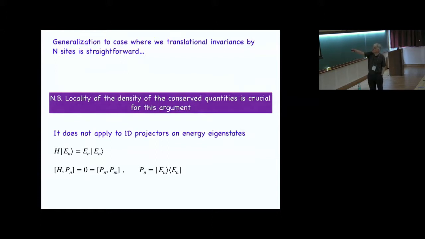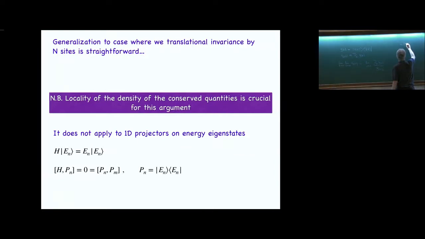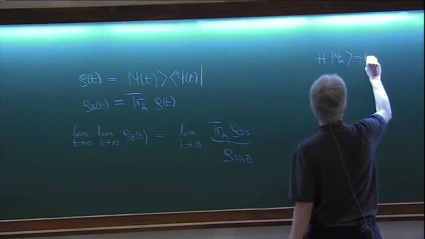Now, the locality of the density of the conserved quantities was absolutely crucial for this argument to work. I used this intimately. I used that the density of the conservation law was a local operator, and for local operators, I could use this property of local relaxation. Now, as probably all of you know, any quantum mechanical system has as many conservation laws as there are states in the Hilbert space. So let me take any Hamiltonian, not integrable, and write the time-independent Schrödinger equation.